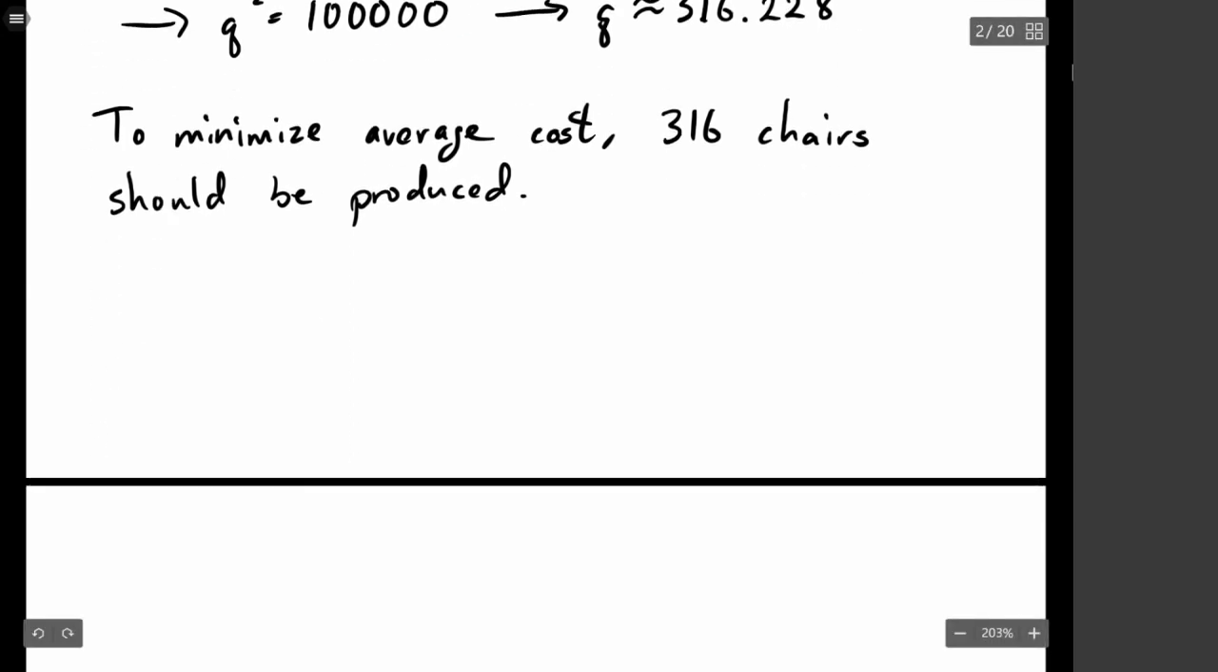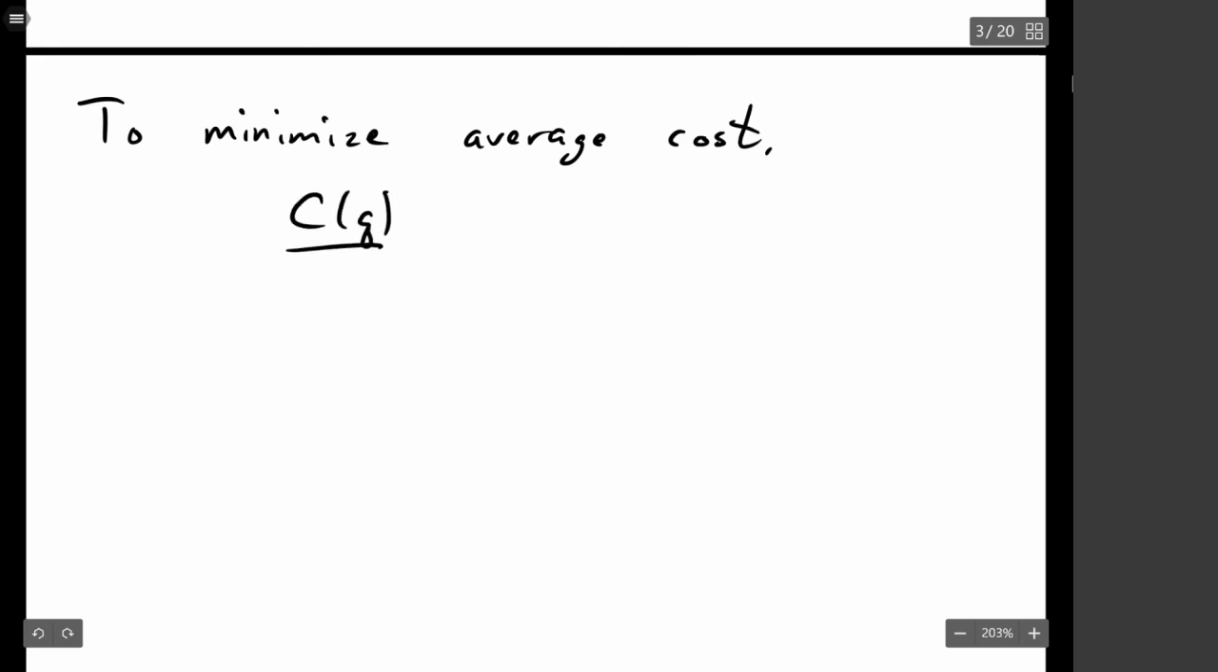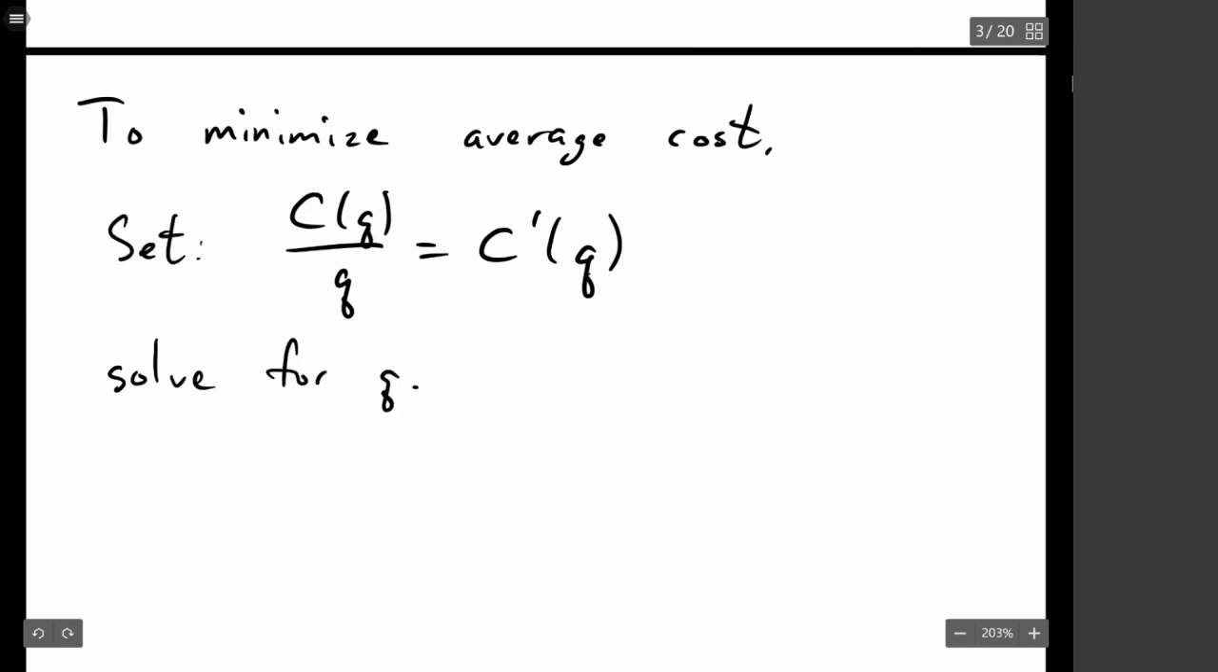Right, so again, let me just summarize real quick. To minimize average cost, we want to set the average cost equal to the marginal cost and solve for Q. Right? That production level, when these two are equal, is going to give you the minimized average cost.